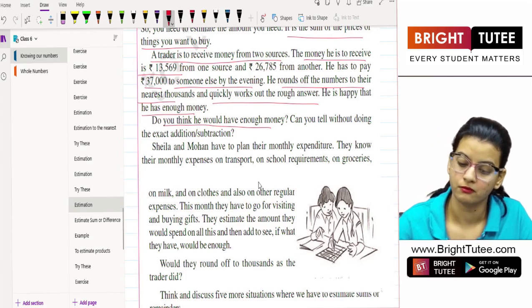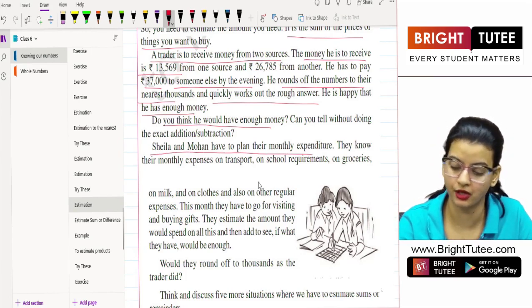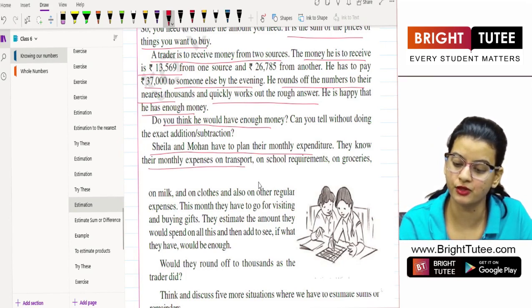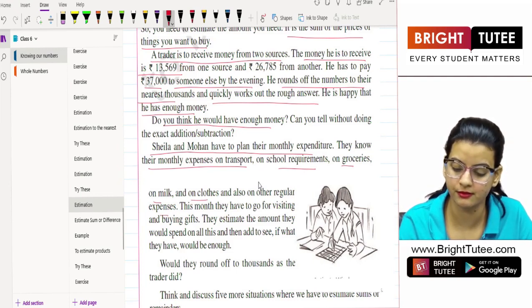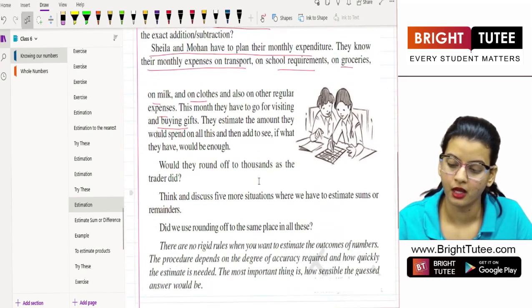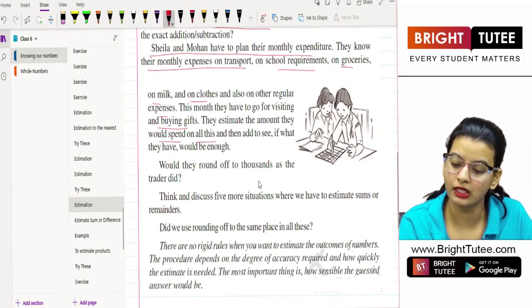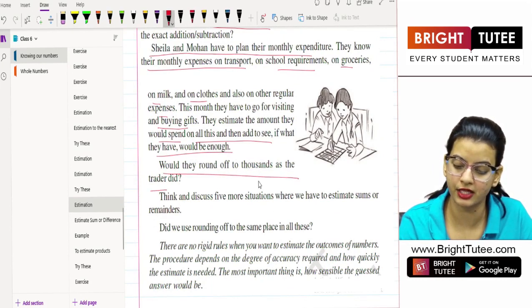Okay. Now, Sheila and Mohan have to plan their monthly expenditure. They know their monthly expenses on transport, school requirements, on groceries, milk, clothes, and also on regular expenses. This month, they have to go for visiting and buying gifts. They estimate the amount they would spend on all this and then add to see if what they have would be enough. Would they round off to thousands as the trader did?